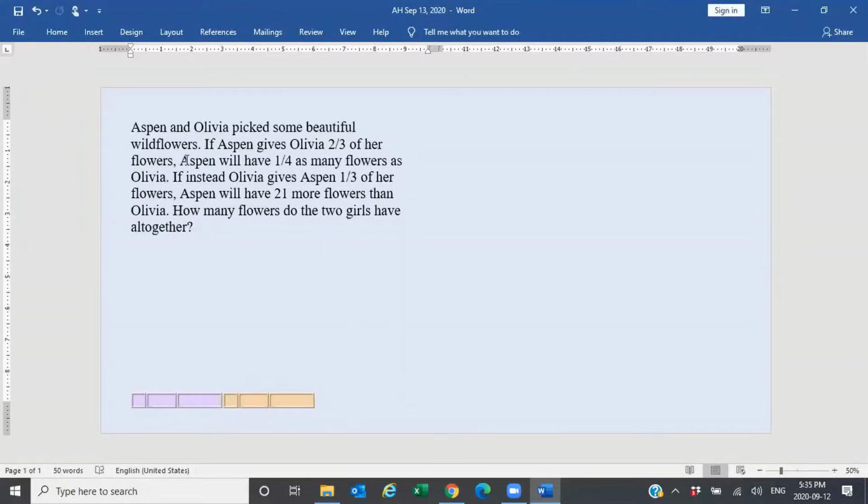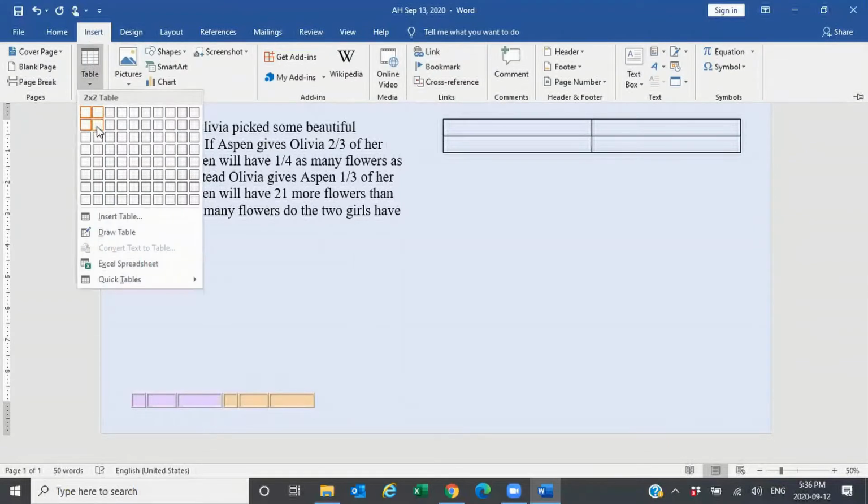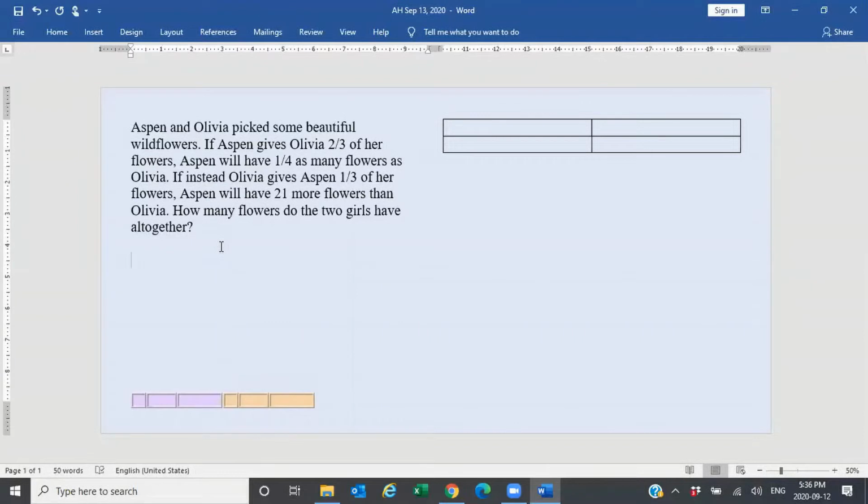Okay, to do this, we're going to consider both parts of this question, do both of them, and we will find out how many flowers the two girls have together. I'll go on the right side of the page, and I will make a table. There we go. We're going to do both parts of the question.